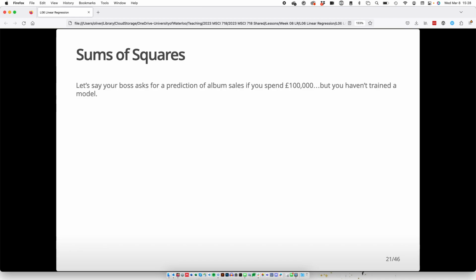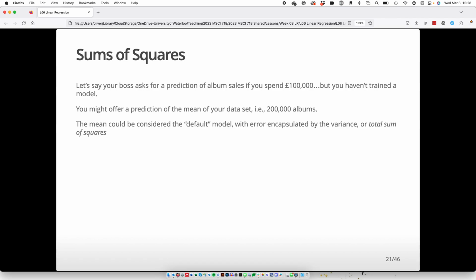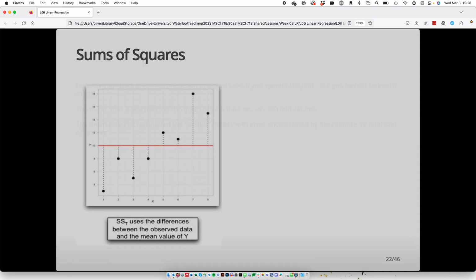Let's say your boss asks for a prediction of album sales. You may offer a prediction of the mean of your data set. Say you put 100,000 pounds into promoting an album, and you say the mean is 200,000. This could be considered a default model with error encapsulated by the variance or total sum of squares. We talked about mean and variance. Those are also statistical models. So if you say we're just going to predict 200,000 albums, I don't care how much you spend in advertising, it's going to be 200,000. That would be your model. You calculate the sums of squares in that way.